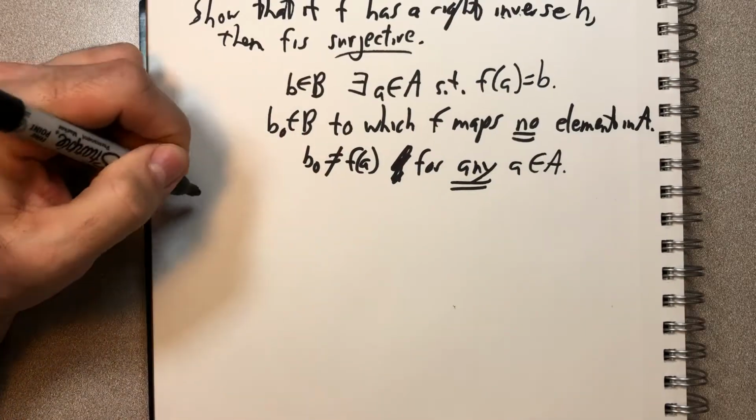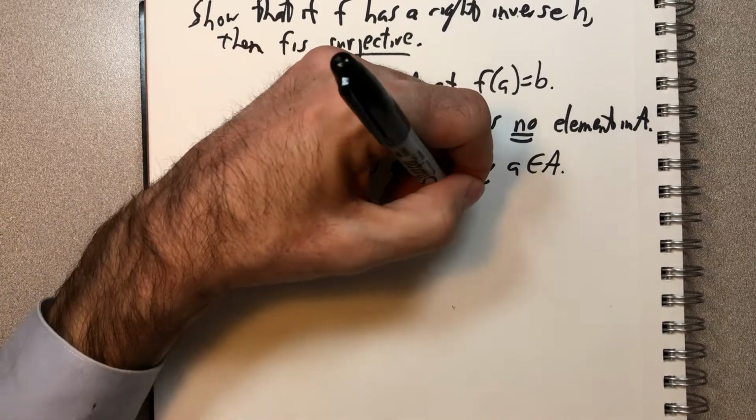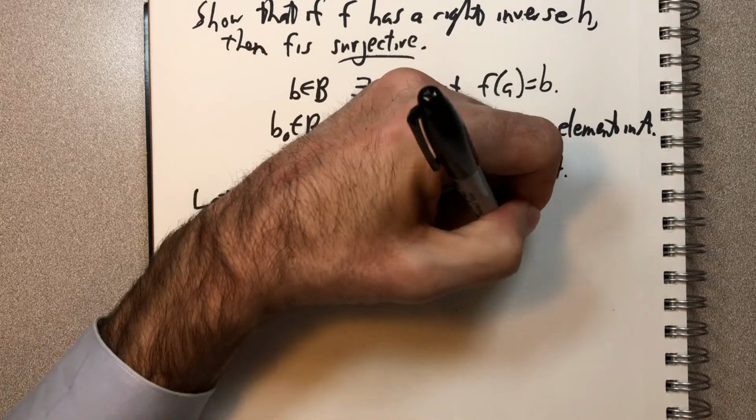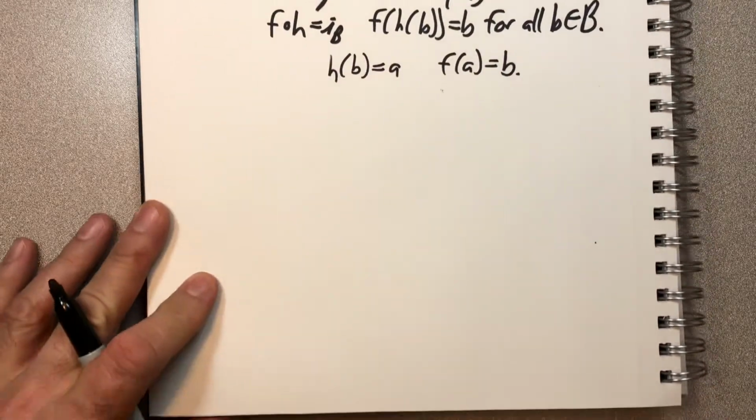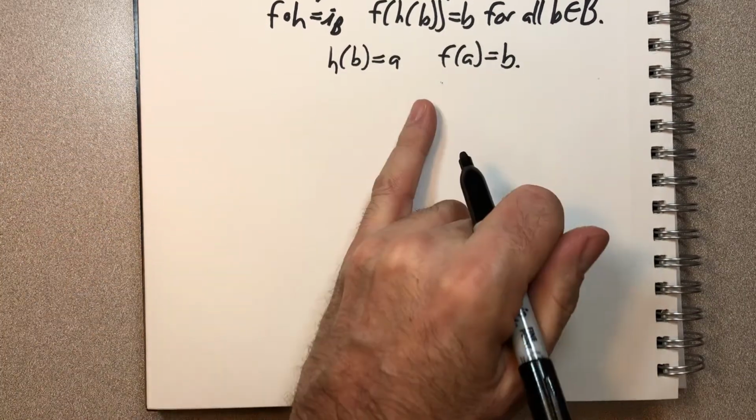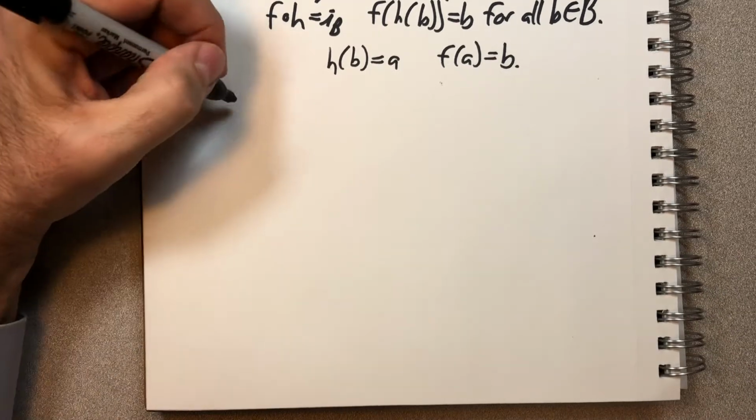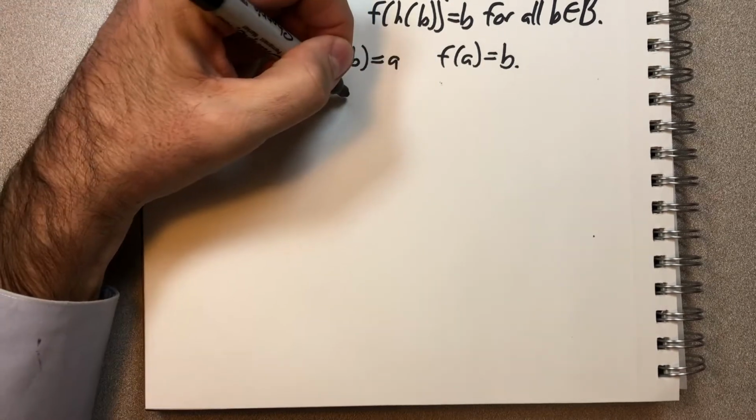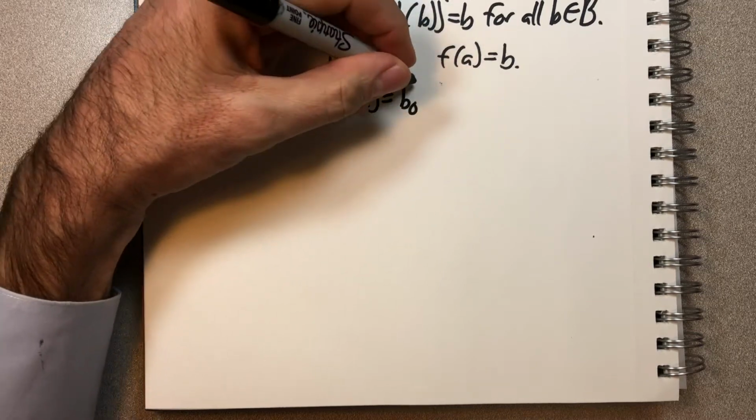Okay, so let h be a right inverse of f. That means that f circle h equals the identity of B. In other words, f of h of b equals b for all b in B. Now, since h is defined over all of B, then every element of B is mapped to some element of A. But f is not surjective. So there's some element, b0, of B, for which there's no a such that f of a equals b0, right?